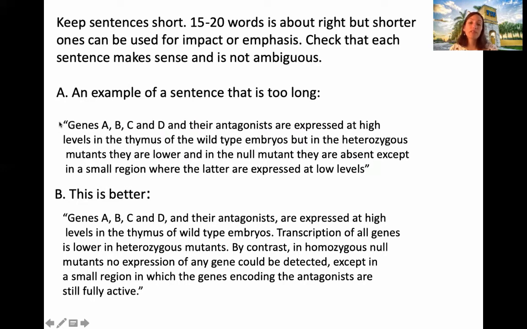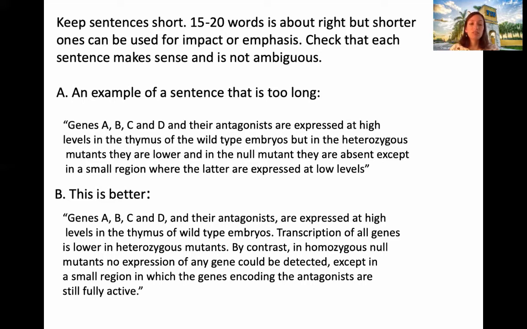Genes A, B, C, and D and their antagonists are expressed at high levels in the thymus of the wild-type embryos, but in the heterozygous mutants, they are lower, and in the null mutant, they are absent except in a small region where the latter is expressed at low levels. So multiple things going on in there in just one sentence, and it's not clear where you're switching from one thing to the other. So instead, break it up into shorter sentences.